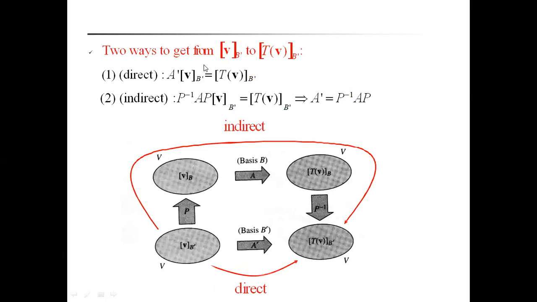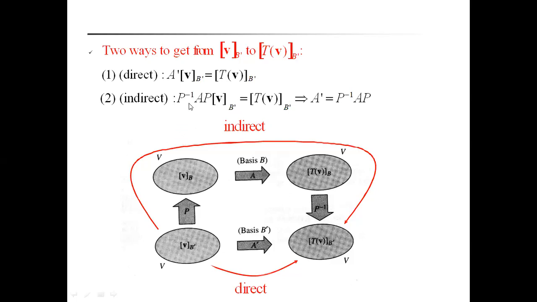Two ways we get from the coordinate matrix of V relative to B dash to the coordinate matrix of T of V relative to the basis B dash. We find the coordinate matrix of V relative to the basis B dash to the coordinate matrix of T relative to B dash in two methods. One is the direct method and one more is the indirect method. How to find this one?